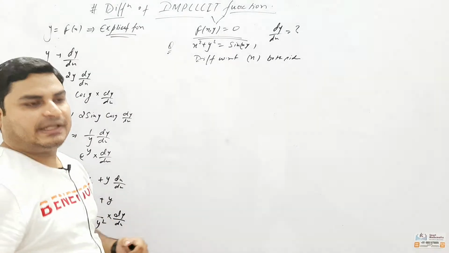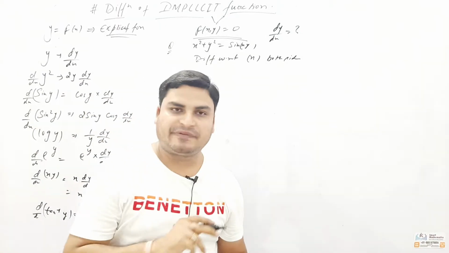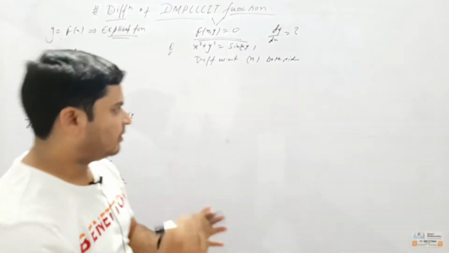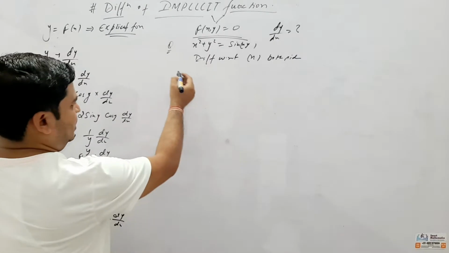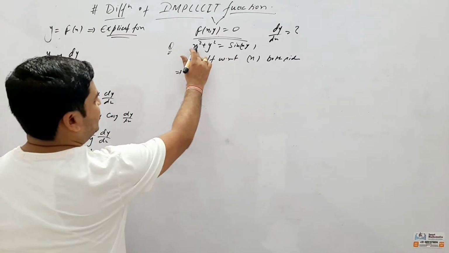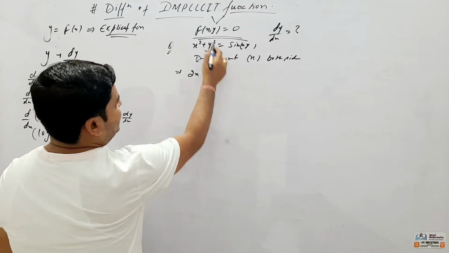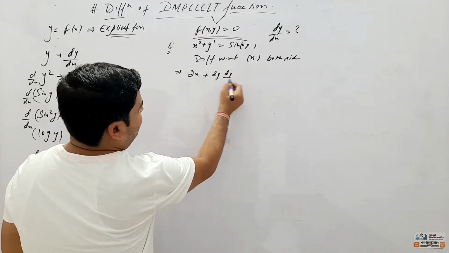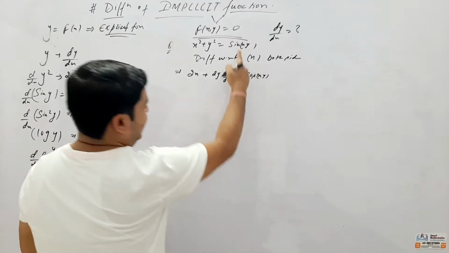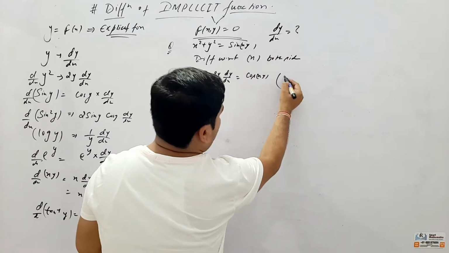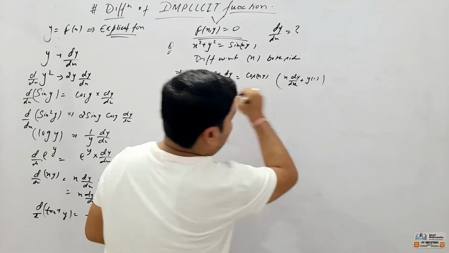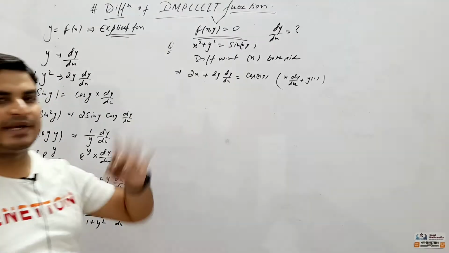So what we do basically, in the implicit form, we differentiate the function in the very first step. After differentiating with respect to x, differentiation of x square gives you 2x, differentiation of y square gives you 2y dy by dx, differentiation of sine gives you cos xy, and after making the chain of xy you will get x dy by dx plus y into 1. This is the step of differentiation.